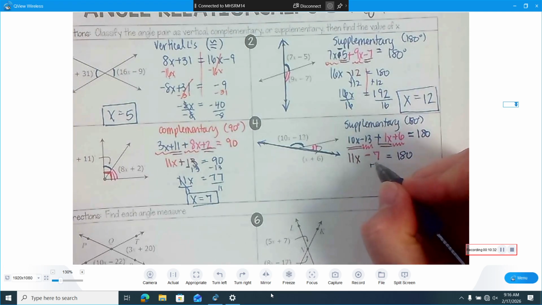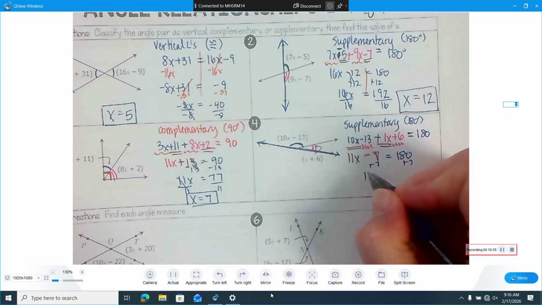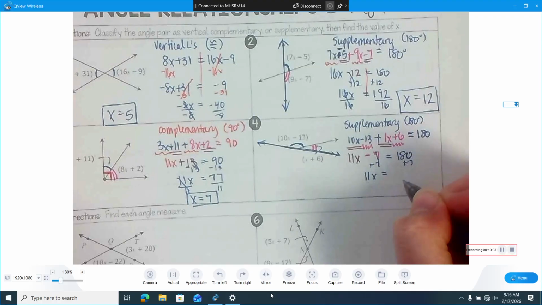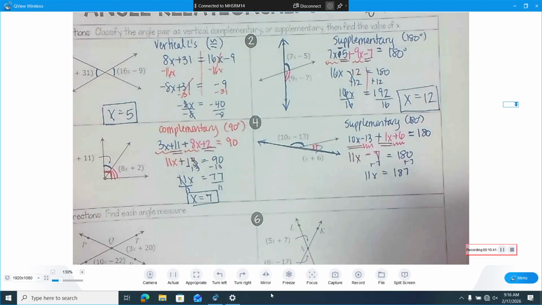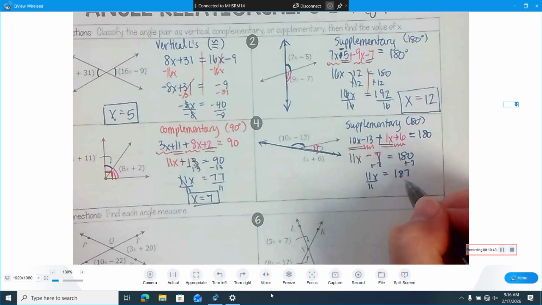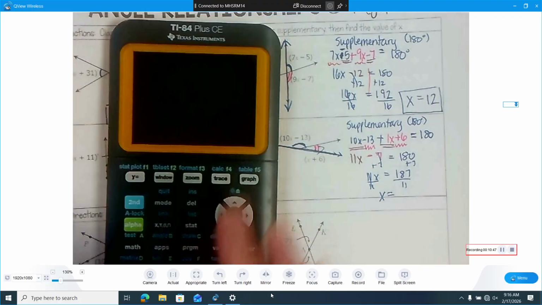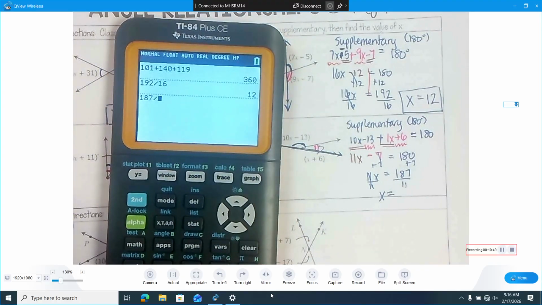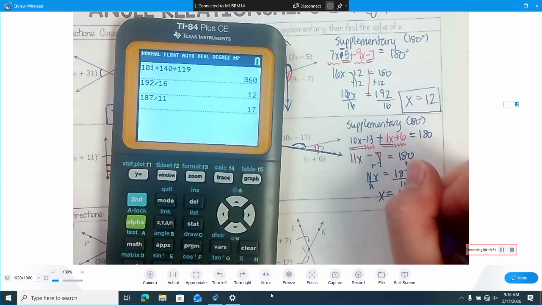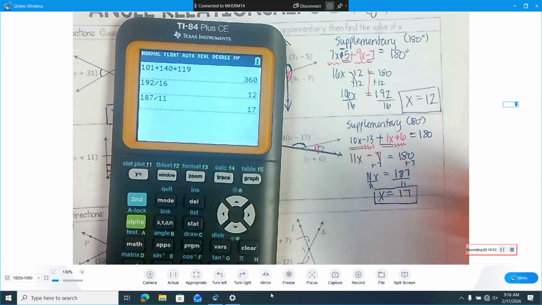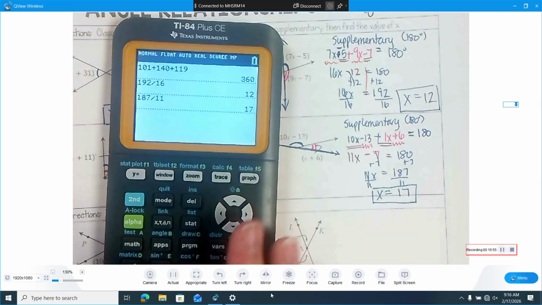Add 7, good. So we get 11x equals 187. And then what do we need to do? Divide by 11. Let's see, 187 divided by 11. 17. I didn't know that one. All right.